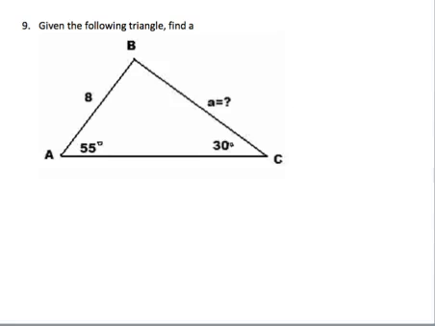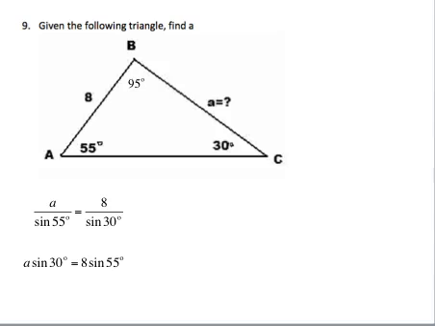Next we have this triangle. So we have 55 degrees and 30 degrees on the bottom. And we certainly could find the third angle because the three angles have to sum to 180. So that's 95 degrees. But our question here is to find A. We want to find the length of this side of the triangle. So A over sine 55 would be 8 over sine 30. So then A times sine 30 is 8 times sine 55.